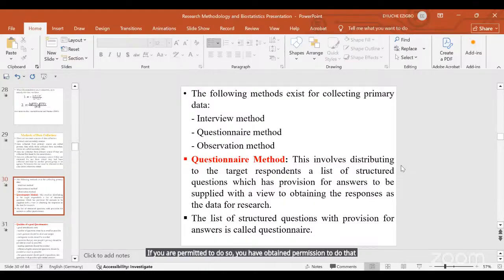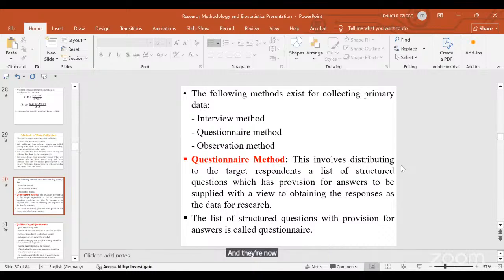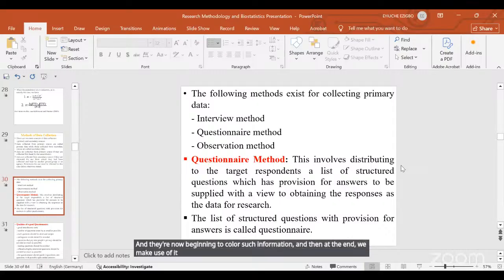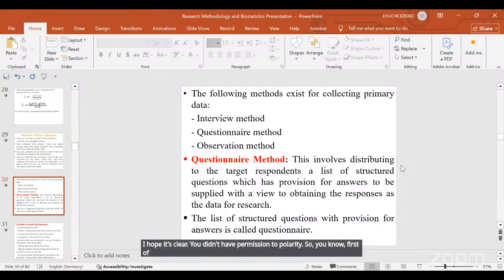But what is not correct is that because you are opportune to be working in a particular establishment and they have the information available to you, you now begin to collect such information, and then at the end you make use of it. You didn't have permission to do it. I hope it's clear. You didn't have permission to collect it. So you first of all need to get permission for you to do so.